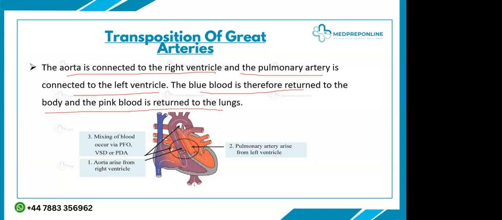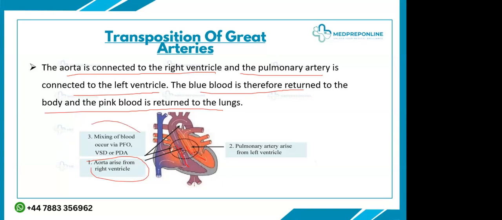So deoxygenated blood from the right ventricle will go into the aorta and then to the body into the systemic circulation. And what is going to happen with the oxygenated blood from the left ventricle? It will go into the pulmonary artery and then back to the lungs. So this is the aorta arising from the right ventricle. You can see here, this is the aorta arising from the right ventricle, and this is the pulmonary artery arising from the left ventricle.